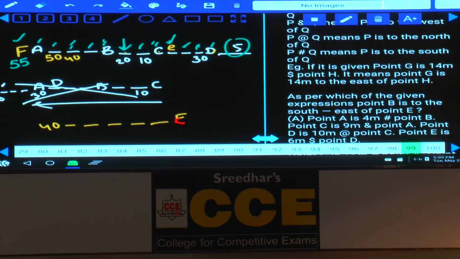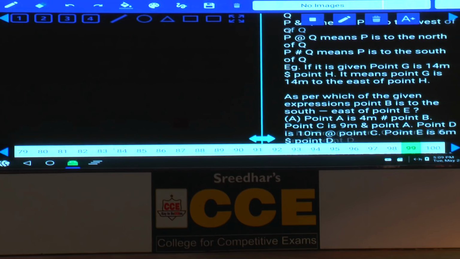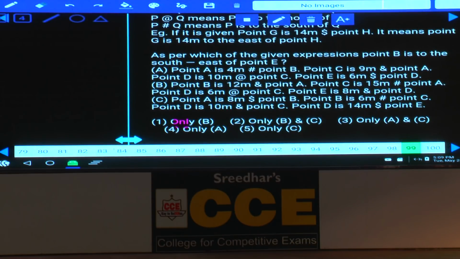Now in question number 99, what is the information here? Which are the given expressions? Point B is to the southeast of point A, southeast of point E, then choice A. In these types of questions, we need to go with the choices only. Now in the first one, B is to the southeast of E.